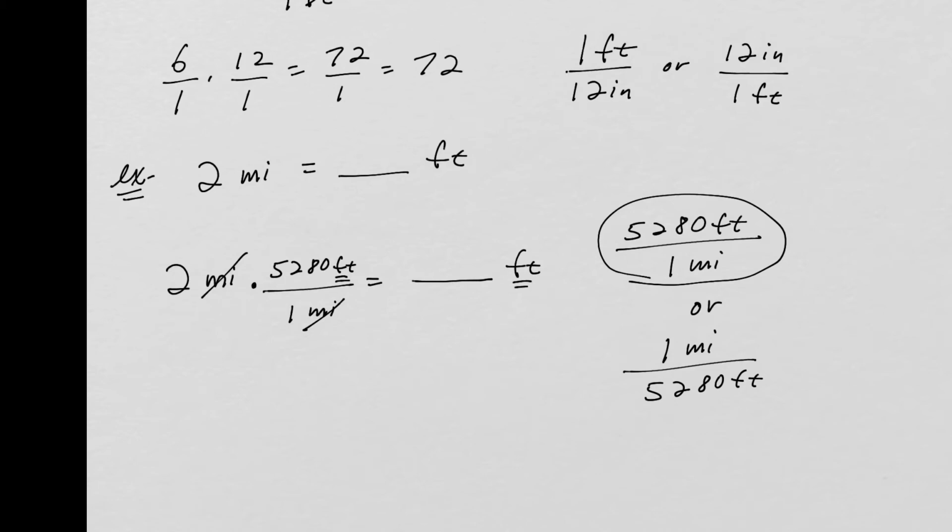And of course, we have to multiply this. So 5280 times 2 is going to be what? 0, 6, 1, this is 5, and then 10. So this is going to be 10,560 feet. So 2 miles is the same as 10,560 feet.